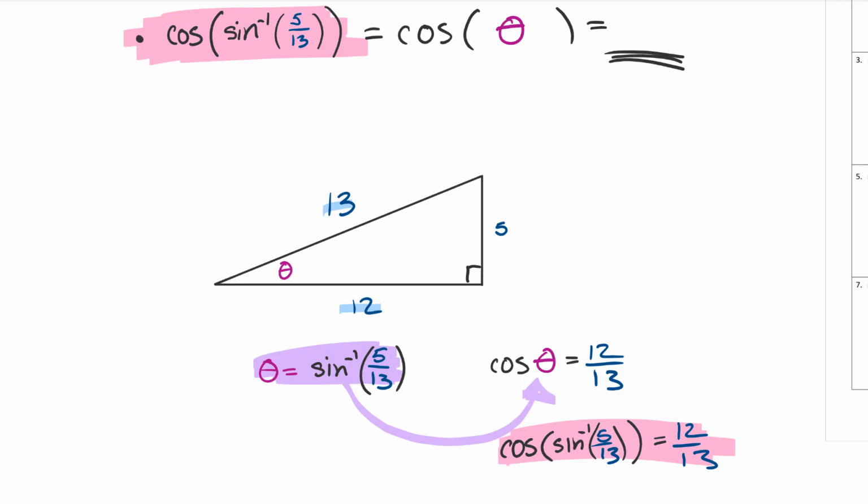There it is. 12 over 13. We never have to find the angle in this game. The angle's irrelevant. What this game is doing is telling you that I know the opposite and the hypotenuse of this triangle. It told us the opposite and the hypotenuse with that sine inverse of 5 over 13. Right triangle, opposite 5, hypotenuse 13. Now what's cosine of that triangle? That's the game we're going to play.